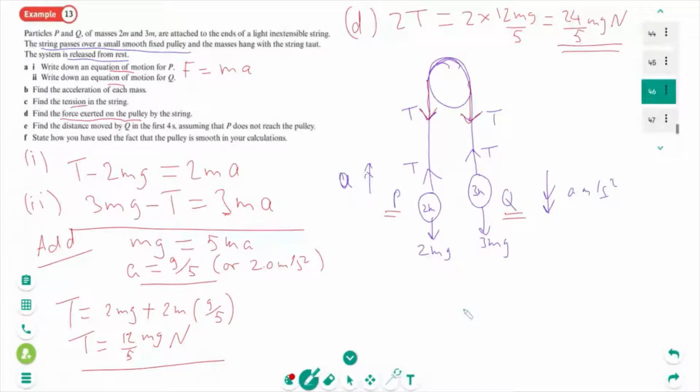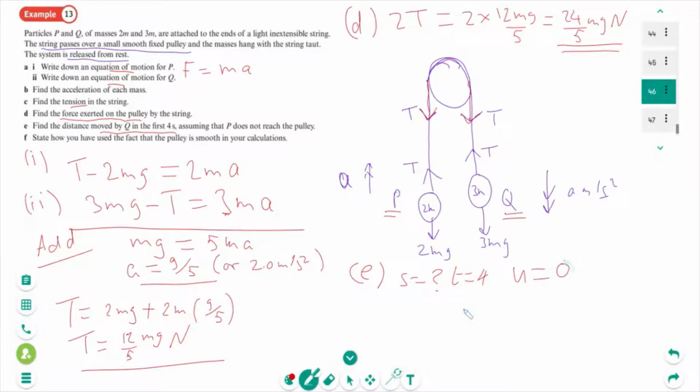Part E, find the distance. So it sounds like a SUVAT situation. For part E, find the distance moved by Q in the first 4 seconds, assuming P does not reach the pulley. So particle P, you want to find out what s is. You know, t is 4. Remember, the whole thing starts from rest. The system is released from rest. So u equals 0.